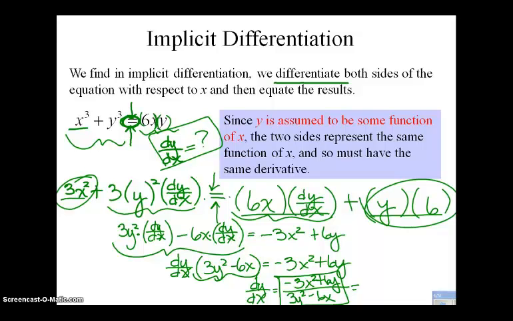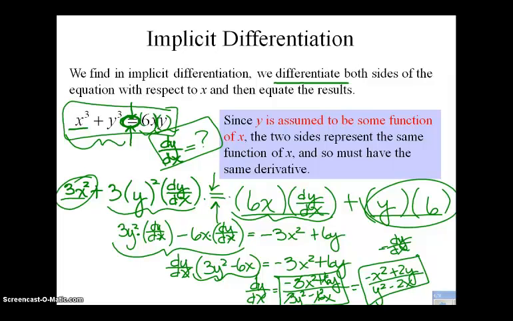If this is not a multiple choice problem, I'm not going to simplify. But let's say it was. Every term has a 3 in it. So let's get rid of those 3's. We have negative x squared plus 2y over y squared minus 2x. So there's our final answer. This is the derivative of y with respect to x for this implicit function.